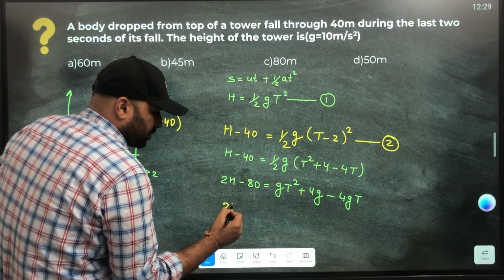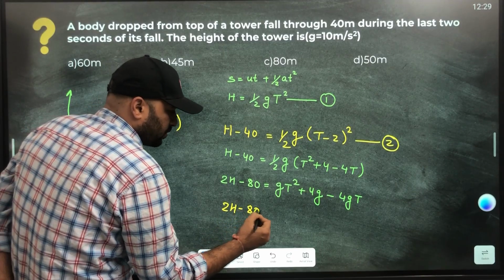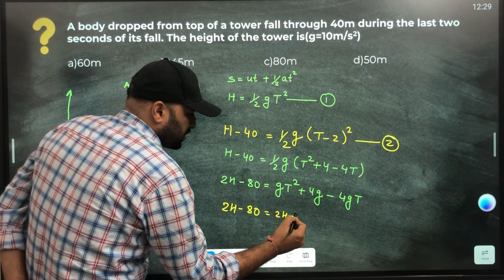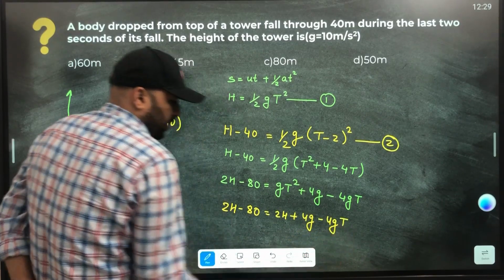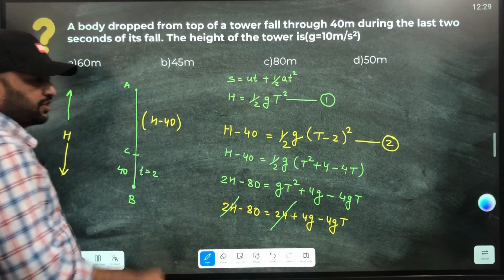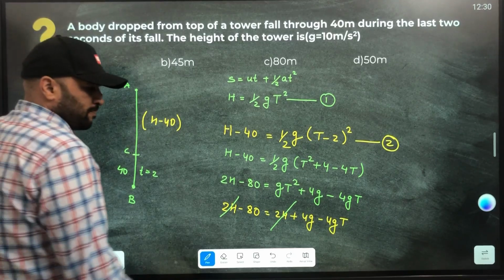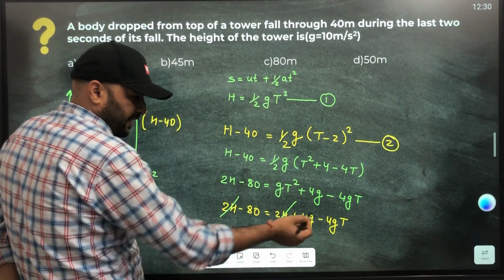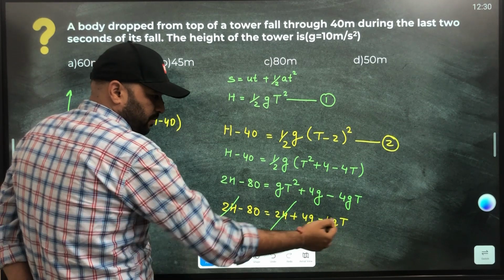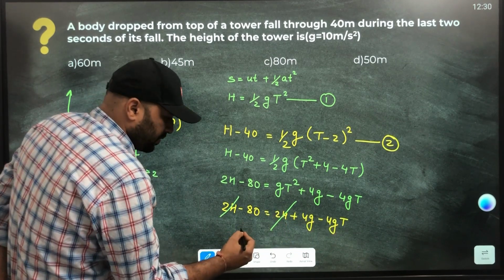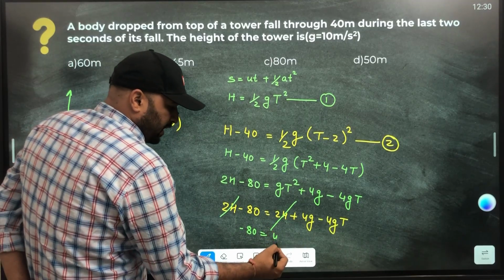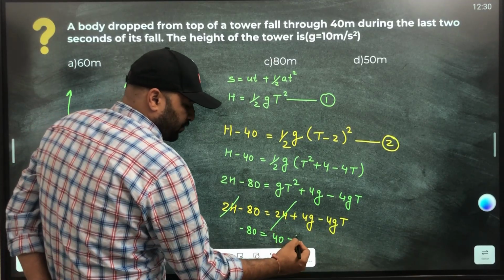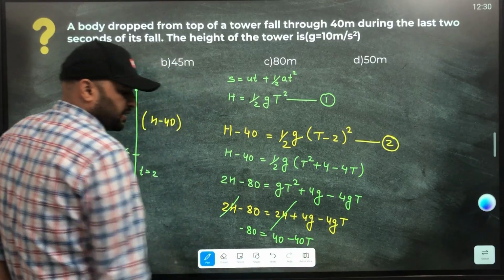So let's rewrite this equation. 2H minus 80 equals to 2H plus 4G minus 4GT. 2H gets cancelled with 2H. I hope this is clear. Now let's substitute the value of G and find the unknown variable. What is the unknown variable from this equation? It's T. So this will be minus 80. Be very careful with the signs. 4 into G, 40 minus 40T. Correct? I hope this is clear.